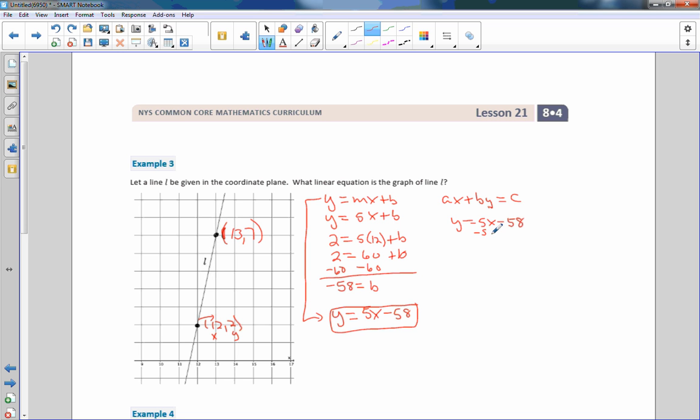I'm going to subtract 5x from both sides. And I get negative 5x plus y equals negative 58. Do not forget this negative sign. And I can't have a negative, so I multiply everything by negative 1. So I get 5x minus y equals 58. And there is my standard form.